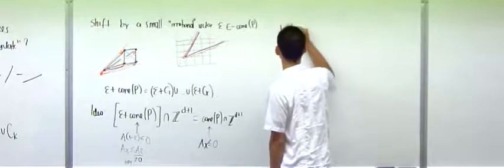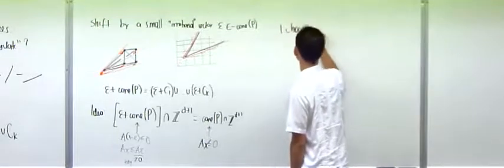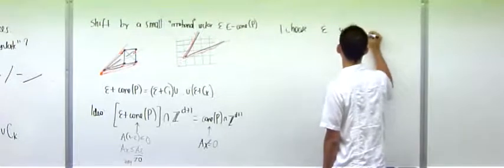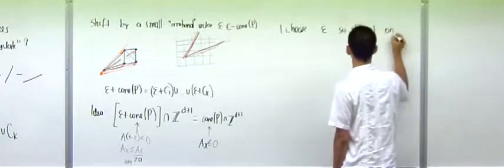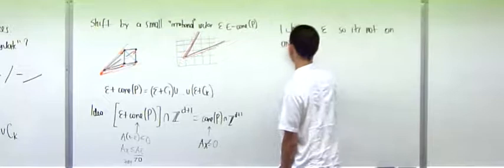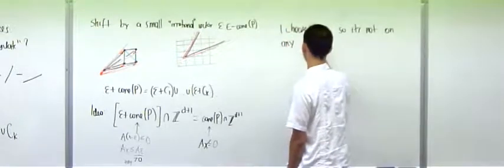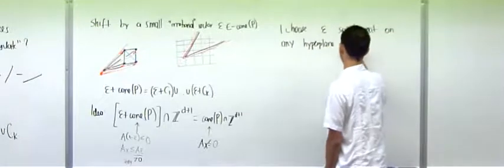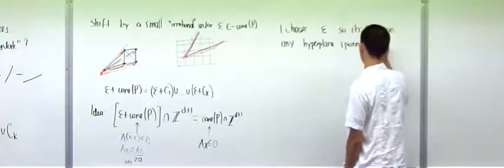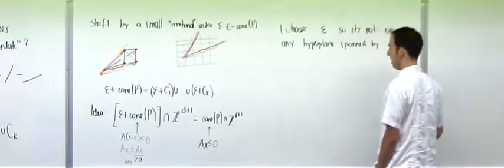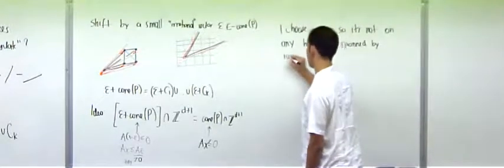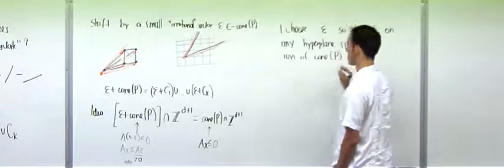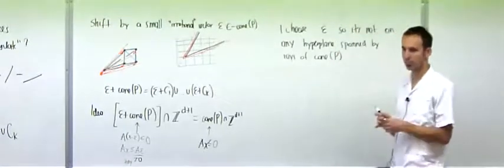I choose epsilon so it's not on any hyperplane spanned by rays of my cone. Okay?